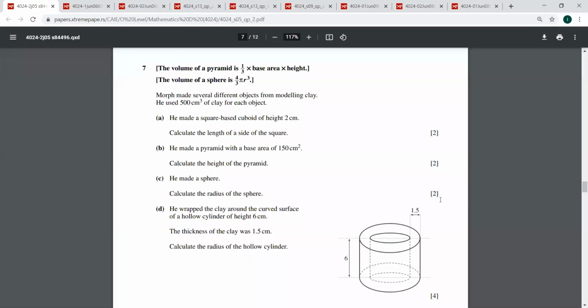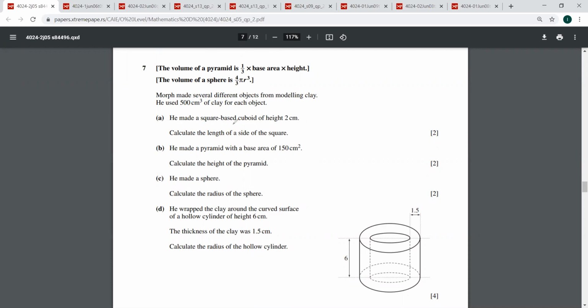Okay, this one is a question from June of 5, paper 2, and it's question number 7. It says the volume of a pyramid is this, and the volume of a sphere. So these two formulas are given. Morph made several different objects from modeling clay. He used 500 centimeter cube of clay for each object. So whatever he's making is using 500 centimeter cube of clay for every one of them.